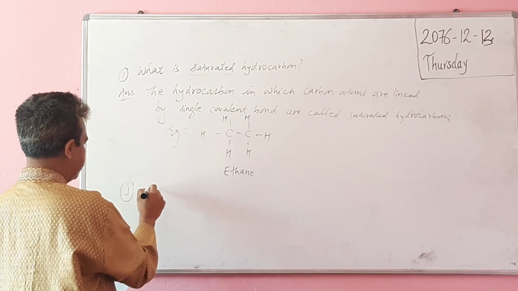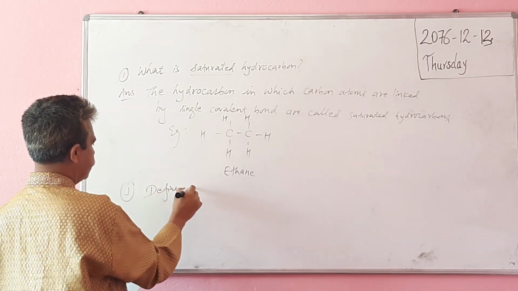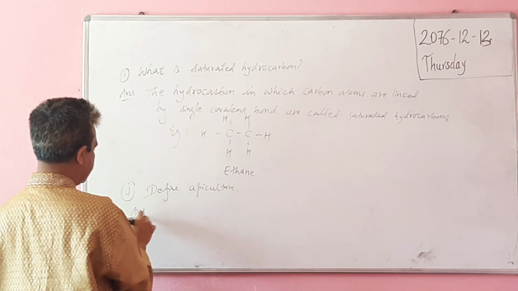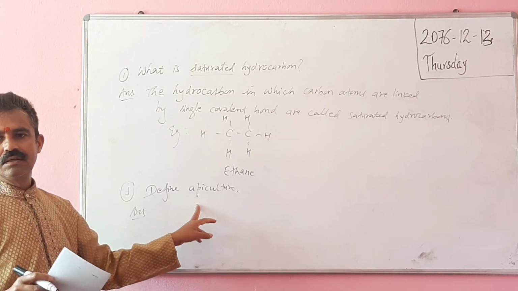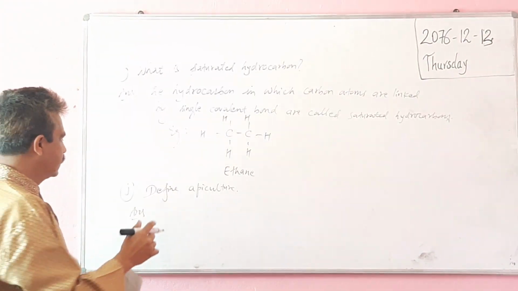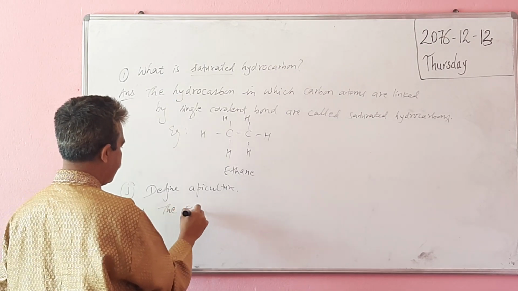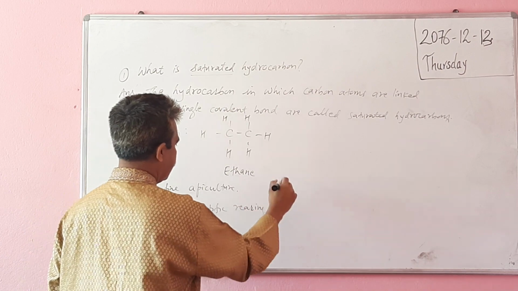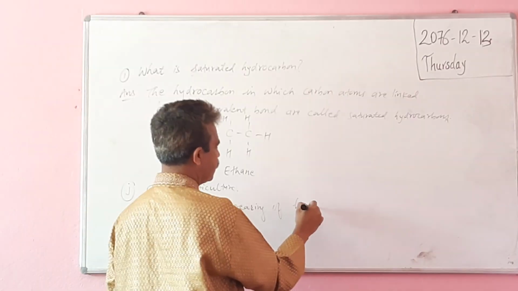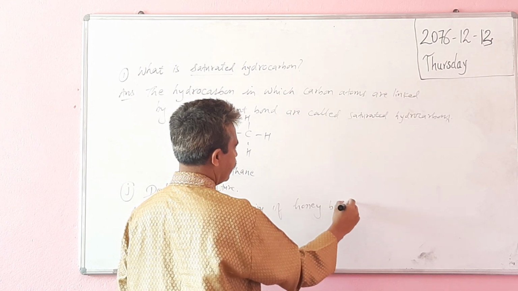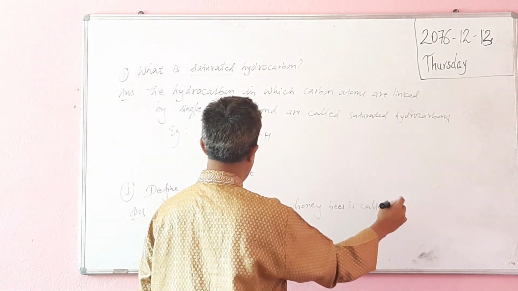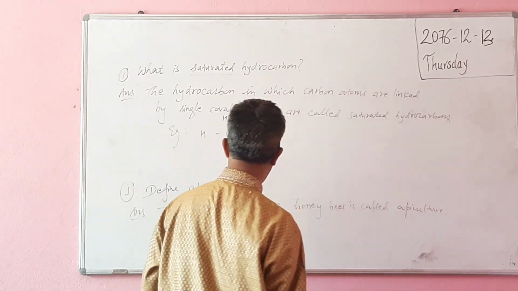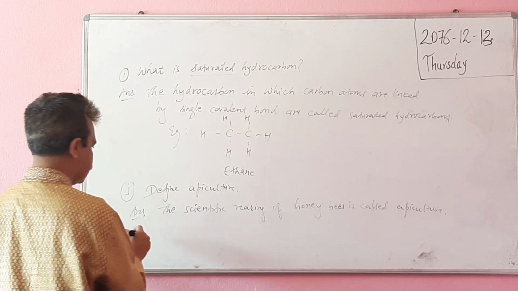Number J. Define apiculture. So what is the answer? Api means bees, right? The scientific rearing of honeybees is called apiculture. Scientific rearing of honeybees is called apiculture.